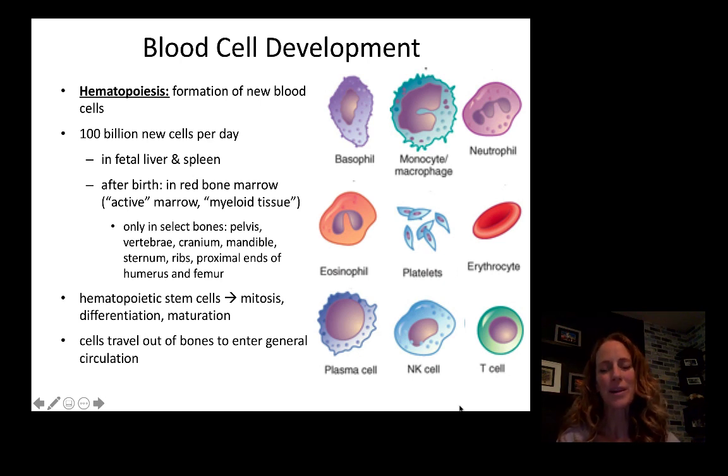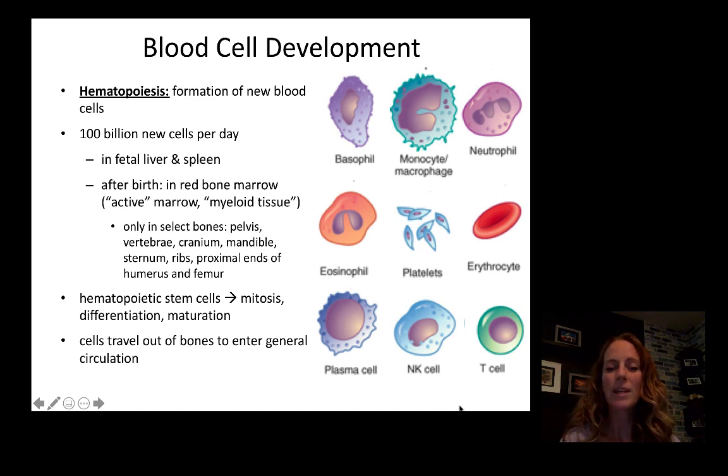So we're now going to focus on blood cell production. Hematopoiesis is the formation of new blood cells, about 100 billion new cells per day. These are produced in the fetal liver and the spleen, and after birth, primarily in the red bone marrow. You'll also hear the red bone marrow referred to as active marrow. And tissues that produce blood cells are referred to as myeloid tissues.